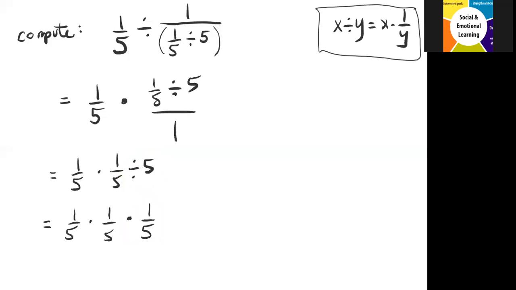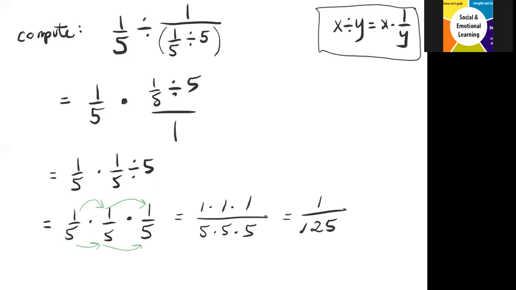Okay. Now we have a case of 3 fractions multiplying together, which is okay. Because when we're multiplying fractions, we just multiply across the top and multiply across the bottom. So we're going to get 1 times 1 times 1 on the top and 5 times 5 times 5 on the bottom, which we can work out to be 125 on the bottom.